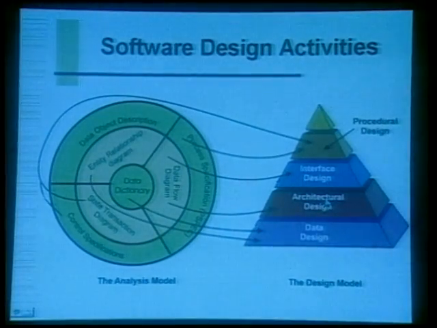The architectural design defines the relationships among major structural elements of the problem. Generally, subsystems are identified and a framework for subsystem control and communication is established during that design.